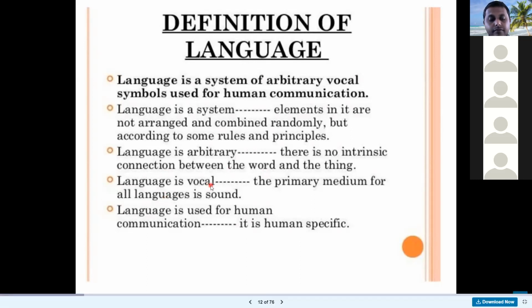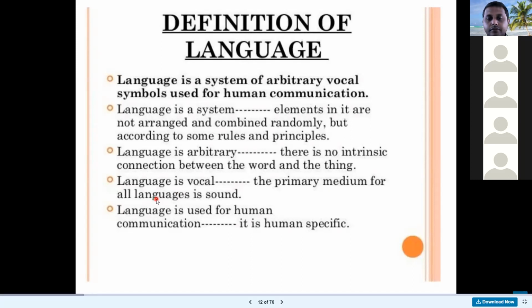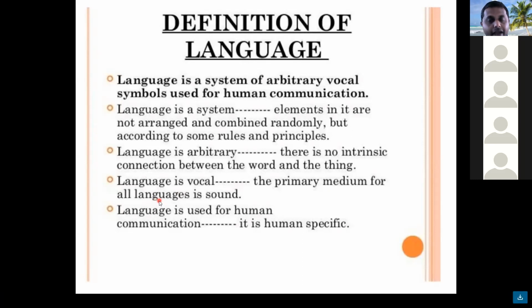Language is vocal. Vocal means oral. The primary medium for all languages is sound. So language is vocal rather than written. आपण भाषा जास्त बोलतो की लिहितो बरं? बोलतो. Right? That's why language is vocal. We use the written form of language. Yes, we use it, but we use the spoken form of the language on a large scale throughout our life. पूर्ण आयुष्यामध्ये जास्तीत जास्त आपण भाषा बोलतो लिहिण्यापेक्षा.